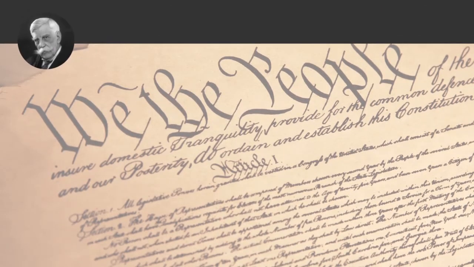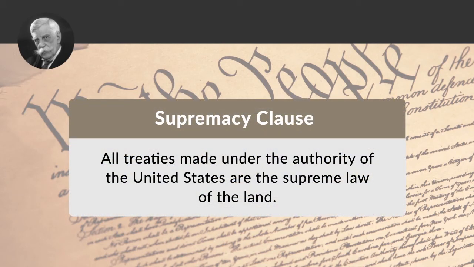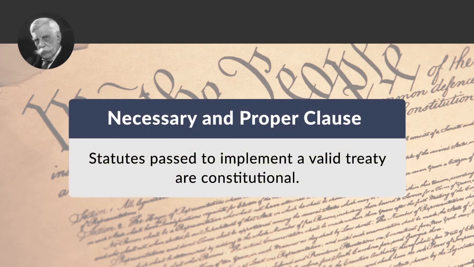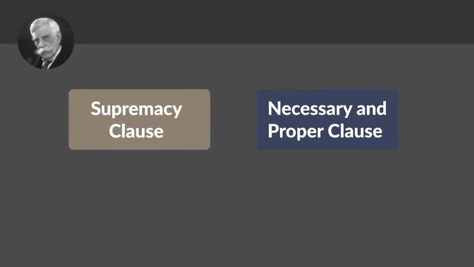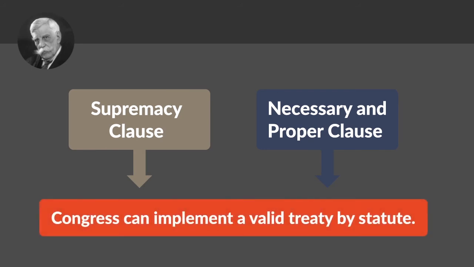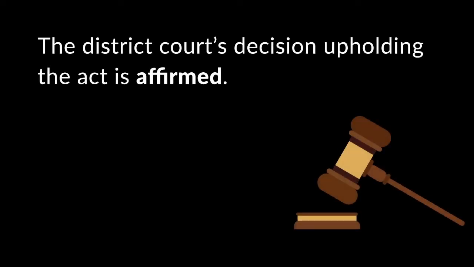The court also noted that under the Supremacy Clause, all treaties made under the authority of the United States, along with the Constitution and federal laws, are the supreme law of the land. All statutes passed to implement a valid treaty are also constitutional under the Necessary and Proper Clause, which permits congressional acts that are necessary and proper to execute Congress's other constitutional powers. Thus, the Supremacy Clause and the Necessary and Proper Clause allowed Congress to implement the treaty, even if it meant touching on activities falling purely within a state's borders and usually left up to state regulation. Therefore, the court upheld the Migratory Bird Treaty Act and affirmed the district court decision.